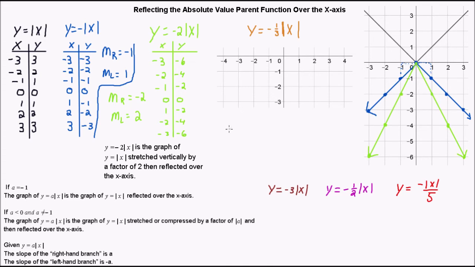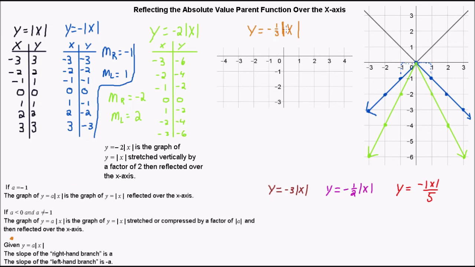The parent function was. Now, the key observation, which we obtained from a previous video, is that if we're given y equals a times the absolute value of x, the slope of the right-hand branch is a and the slope of the left-hand branch is -a. Now I'm going to use this observation to graph y equals -1/3 times the absolute value of x, and then I'm going to use the observation on a to determine if it was stretched or compressed and reflected and all that good stuff.